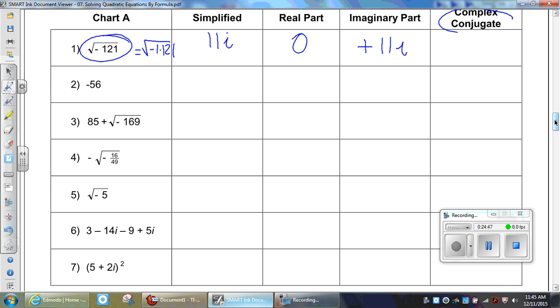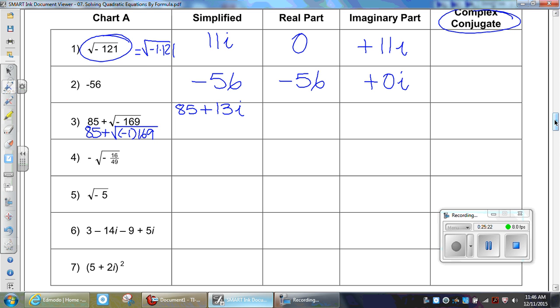I'm going to leave the conjugate column for you to work on at your house. In this case, we have -56, simplified is still negative 56. That means the real part is negative 56. The imaginary is 0. Next number, we're going to simplify a little bit. So this is 85 plus the square root of negative 1 times 169. And that is actually going to be the square root of 169 is 13, so 13i. That's the simplified version. The real part being 85, the imaginary being positive 13i.